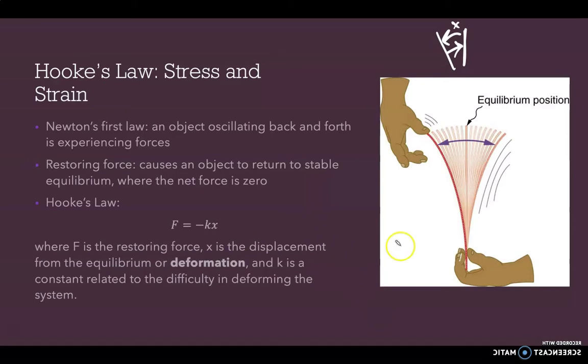Okay, so Hooke's law states that the restoring force F is equal to the negative constant k that is related to the difficulty in deforming the system times the displacement from the equilibrium, or the deformation, okay? So again, the restoring force is equal to negative this constant, okay, and that's related to the difficulty in deforming the system, times the displacement from the equilibrium, okay?